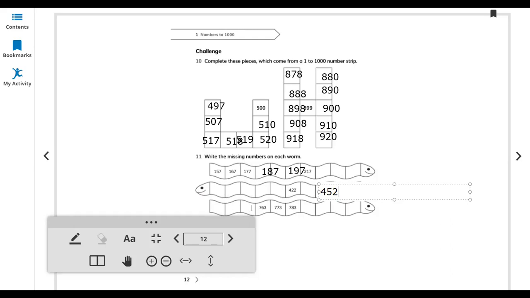So this is 763, 773. The difference is 10. If we are moving backward, 753, 743, 733, and so on. And forward, 783, 793, 803, 813, and the last one, 823. Let's move to the next part.